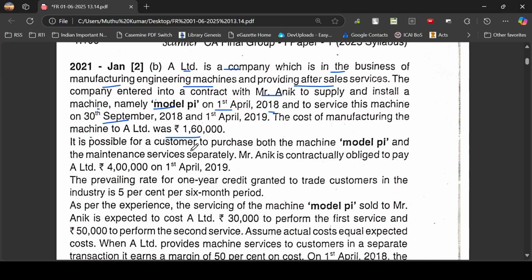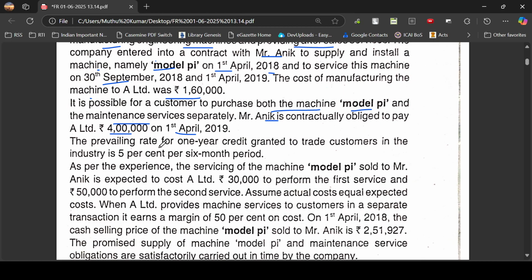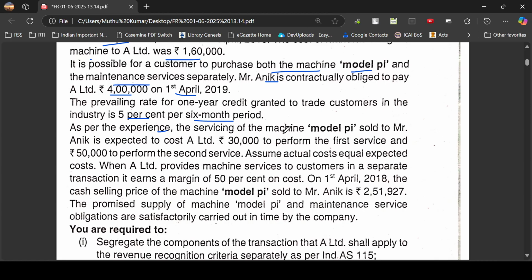It is possible for the customer to purchase both the machine, Model Pi, and the maintenance service separately. Mr. A's contractual obligation is to pay rupees 4 lakhs on the 1st April. The prevailing rate of one year credit granted to trade customers in the industry is 5% on a 6 month period. As per experience, servicing the Pi model is expected to cost Mr. A 30,000 for the first service and 50,000 for the second service. The actual cost equals the expected cost.